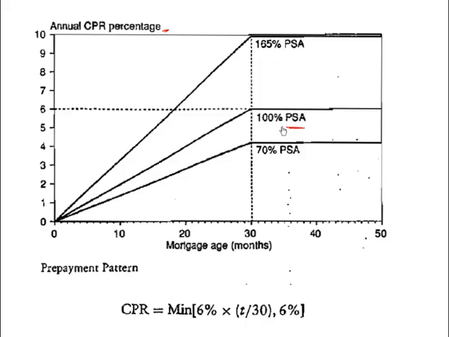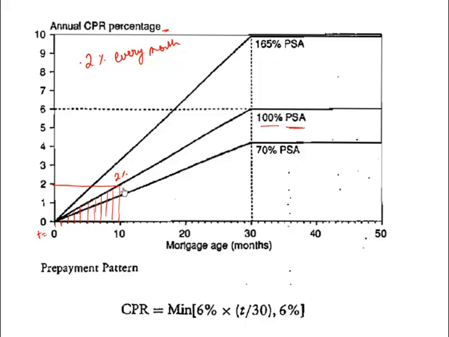What they have on an average seen, or what is referred to as 100% PSA, is defined as a conditional prepayment rate that increases by 0.2% every month. At t equal to 0, that is when the mortgage has just been issued, obviously not much prepayment happens. At the end of the first month also, the prepayment rate only goes up to 0.2% CPR. That is, the annual prepayment rate is only to the tune of 0.2%. This keeps increasing as the loan matures or the loan seasons. By the end of the first 10 months, this prepayment rate has gone up to 2%.